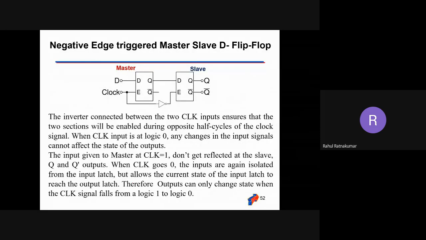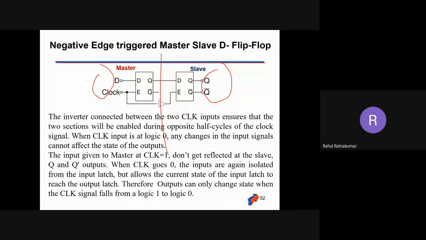Okay, so you can read this. The inverter connected between the two clock inputs ensures that the two sections are enabled during opposite half cycles of the clock, so both are not active at the same time. When the clock input is at logic 0, any changes in input signals cannot affect the state of the outputs. That is the main thing: there is no direct instantaneous connection between the input and output, so we have a clock in between. When the clock is 1, the master is active and it is not reflected at the slave. When the clock is 0, the slave is active, and changes at the master input are not reflected in the slave input.